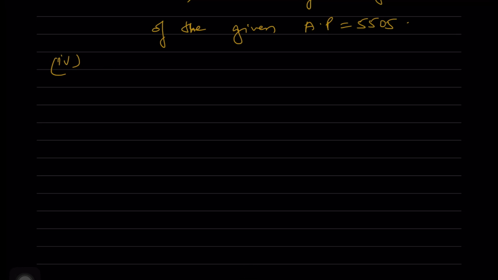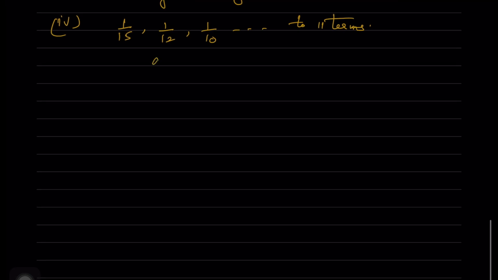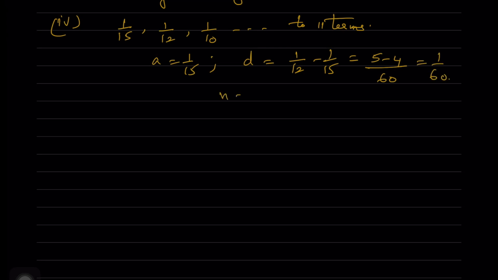Then going into the fourth one, 1 by 15, 1 by 12, 1 by 10, and so on to 11 terms. So a is equal to 1 by 15. The common difference is equal to 1 by 12 minus 1 by 15, you are having the LCM as 60, so which is equal to 1 by 60, and n is equal to 11.